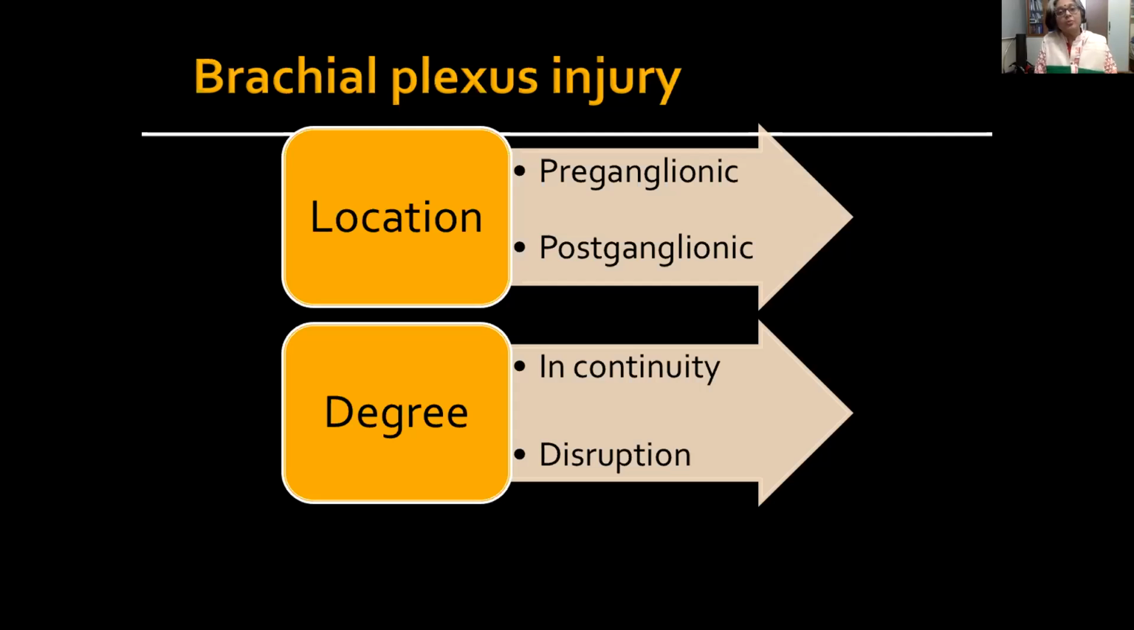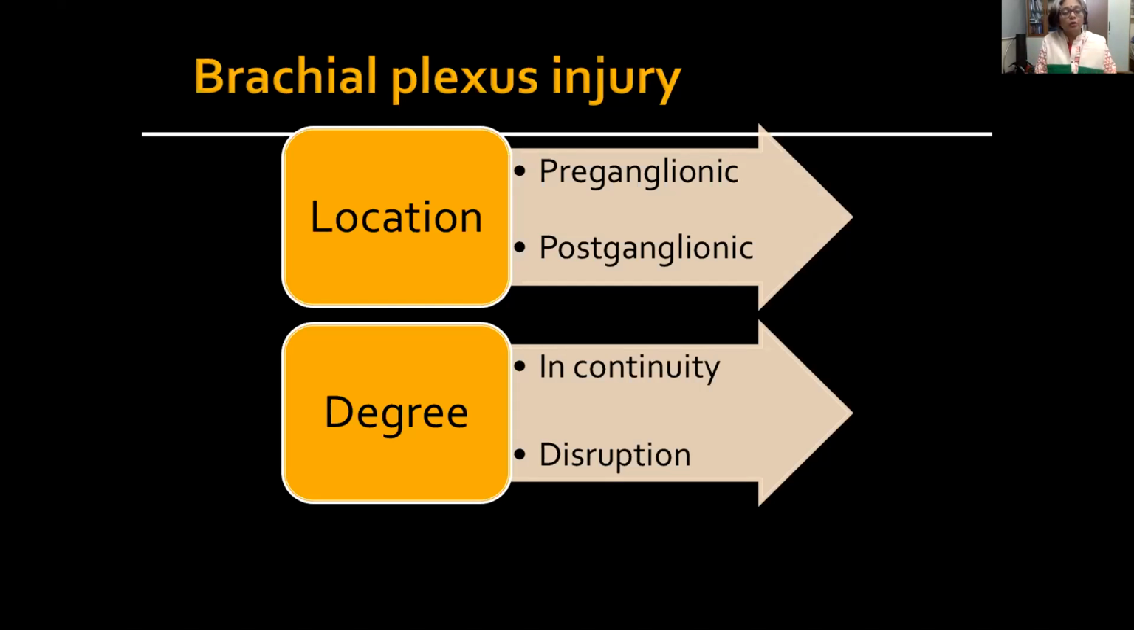So why is that so important? If it is a postganglionic injury, they may need to do nerve grafting or they can do nerve repair. But if it is a preganglionic injury, that's not possible. You can't take the nerve root and attach it to the spinal cord. So instead, for that patient they might later plan nerve transfer.